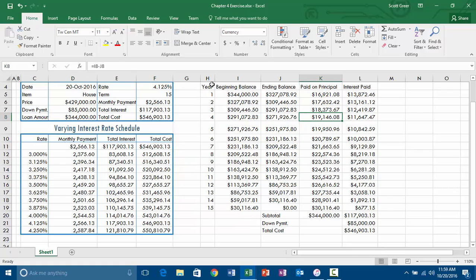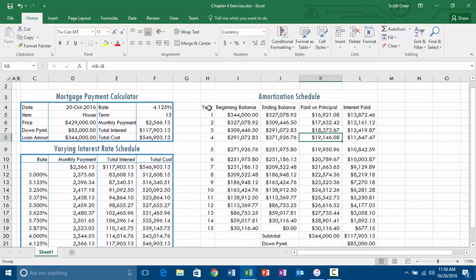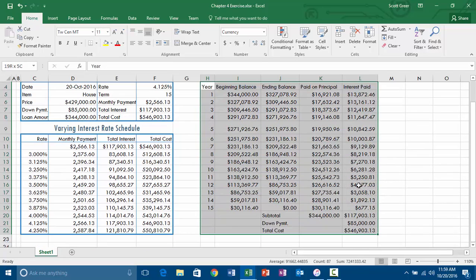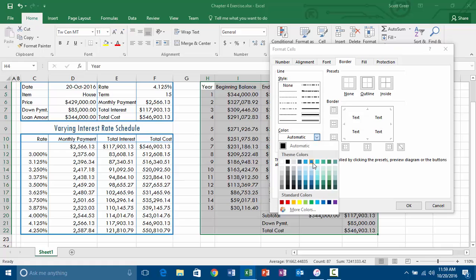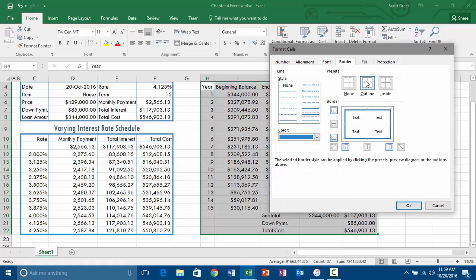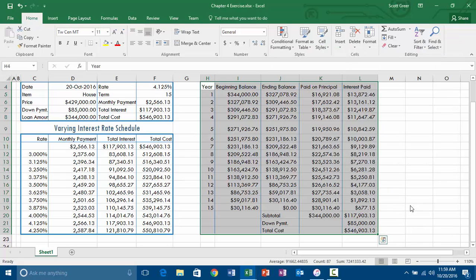All right, same thing up here. We're going to go ahead and go around this whole thing. Right mouse click, format cells, thick line, make it blue, click outline. We want to put the verticals in with the skinnier line. Click OK. Boom. But we want to do the same thing on the top and the bottom.